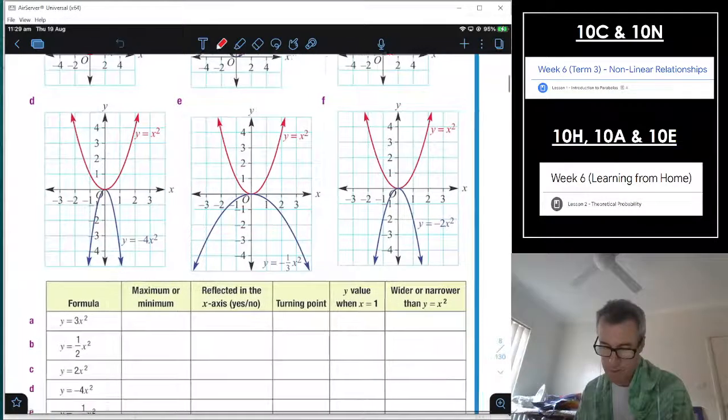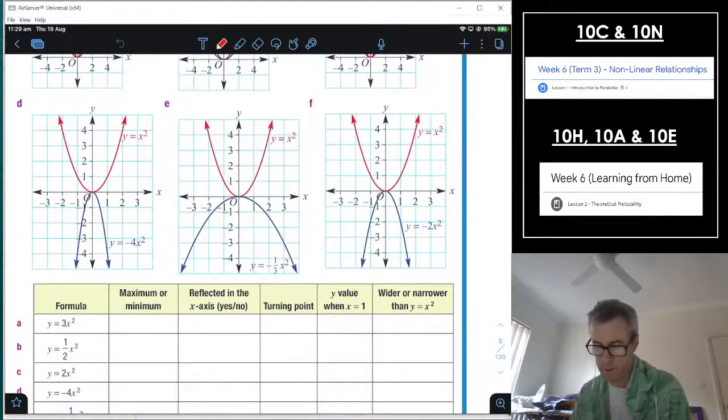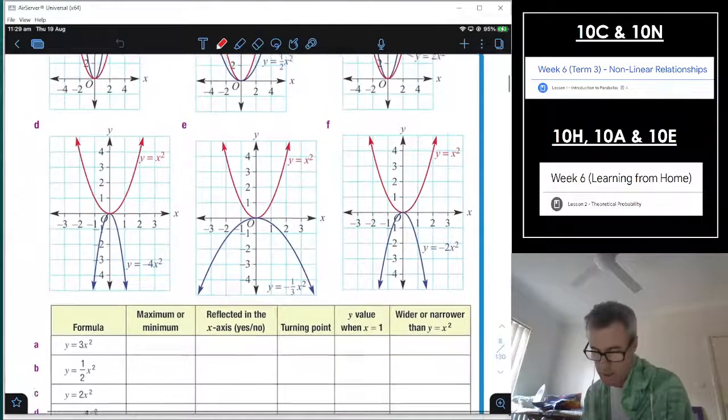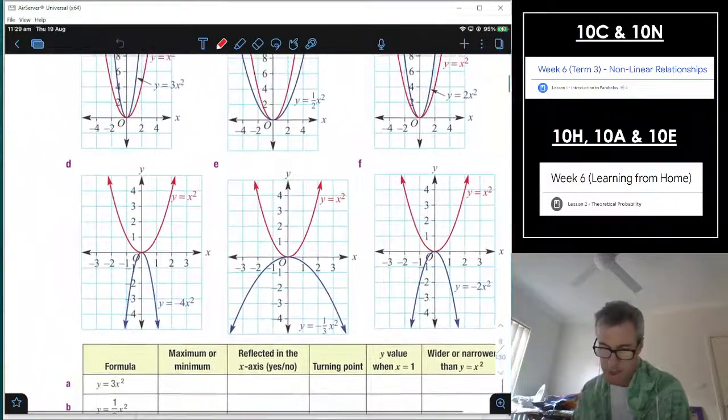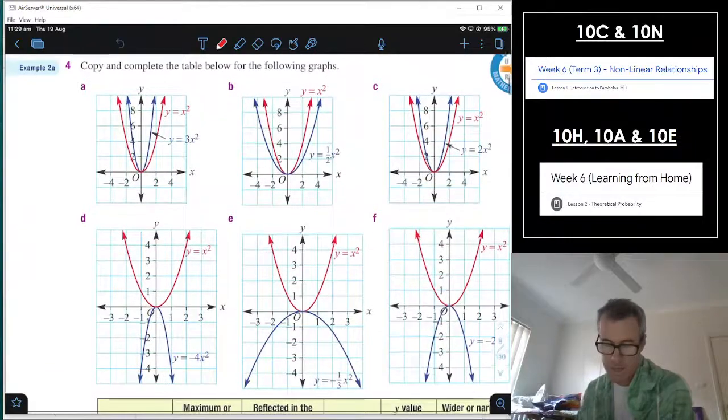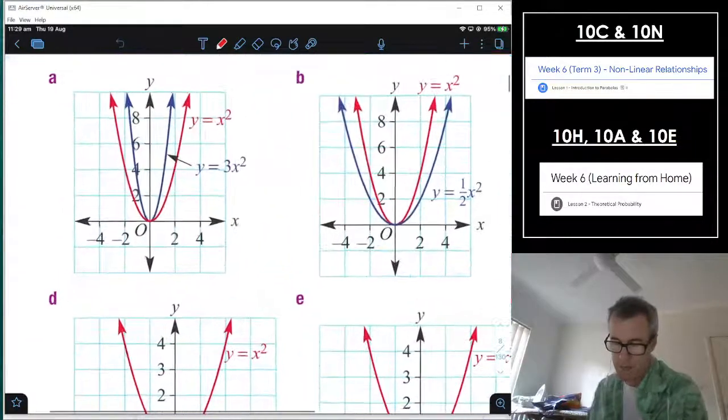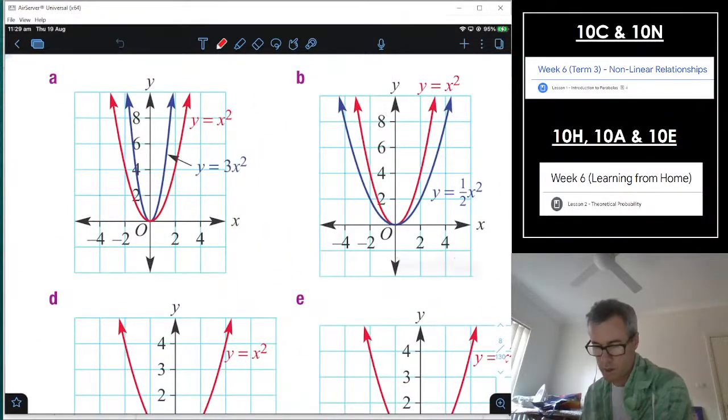All right, so let's have a look-see here. Is our red guy here reflected on the x-axis? Well, remember what a reflection is, right?